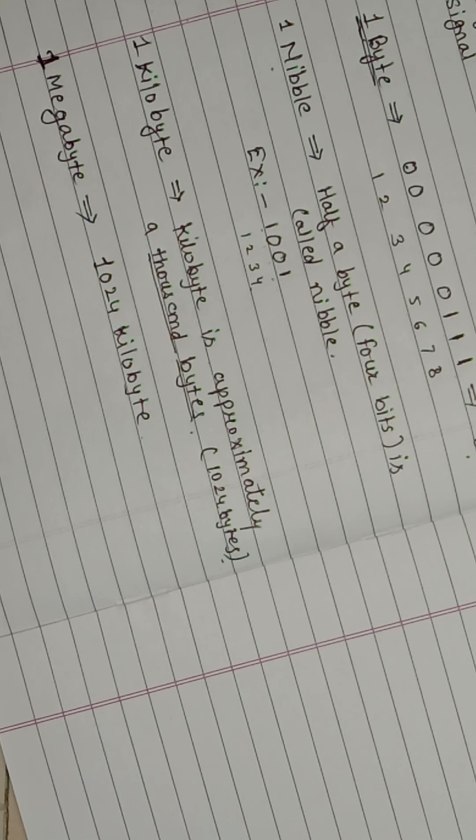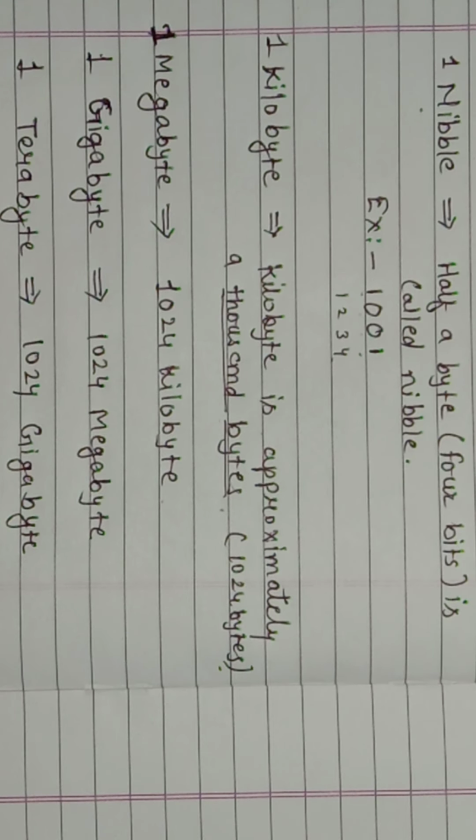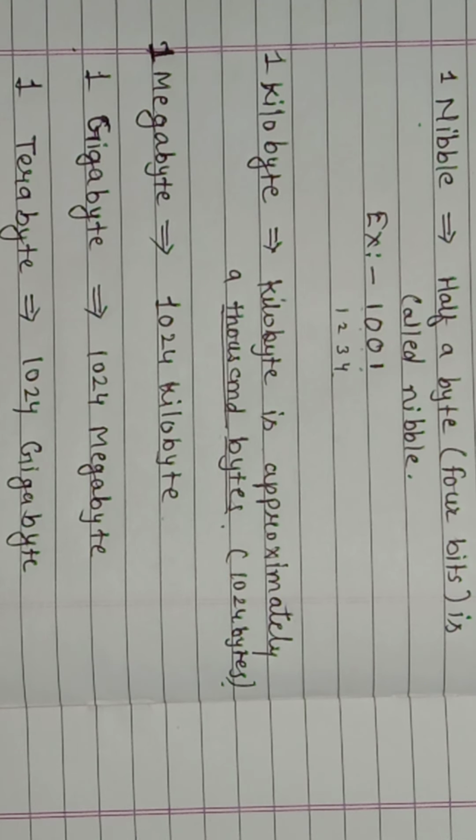After that, 1 megabyte equals 1024 kilobytes. 1 gigabyte equals 1024 megabytes, and 1 terabyte equals 1024 gigabytes. Gigabyte is pronounced gig-a-byte. It is a measure of computer data storage capacity, roughly a billion bytes.